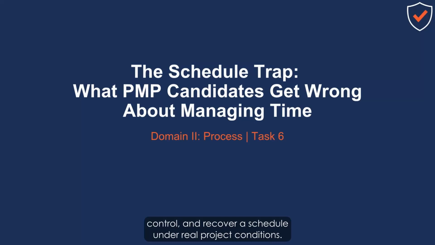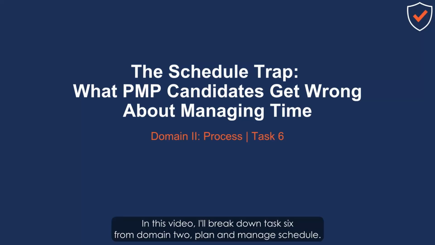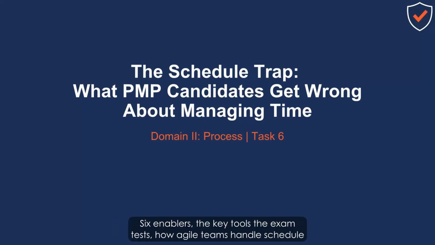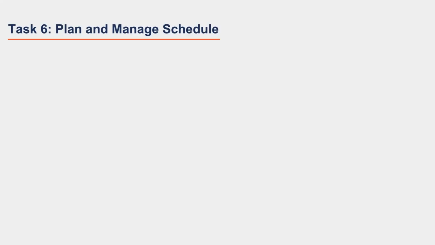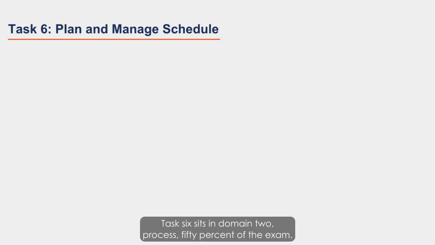under real project conditions. In this video, I'll break down Task 6 from Domain 2, Plan and Manage Schedule. 6 enablers, the key tools the exam tests, how Agile teams handle schedule differently, and a practice question. Let's get into it. Task 6 sits in Domain 2.